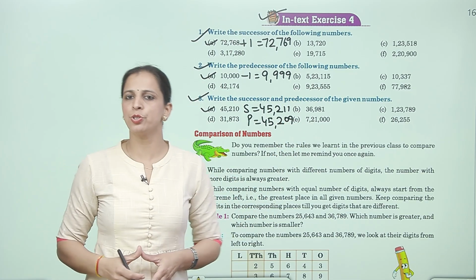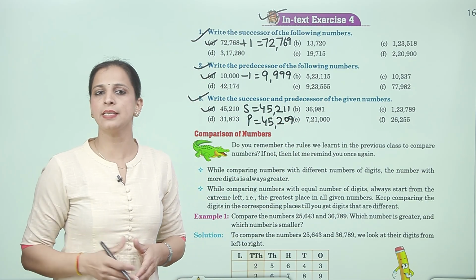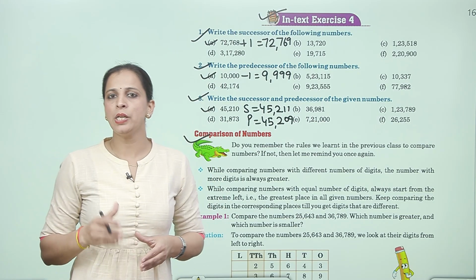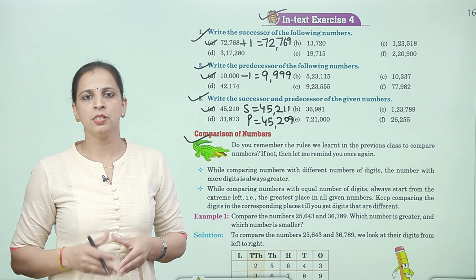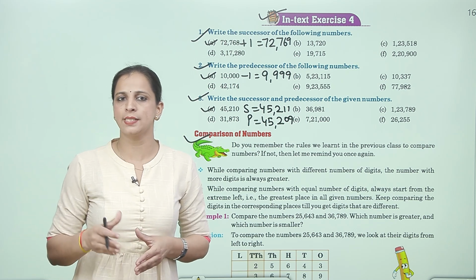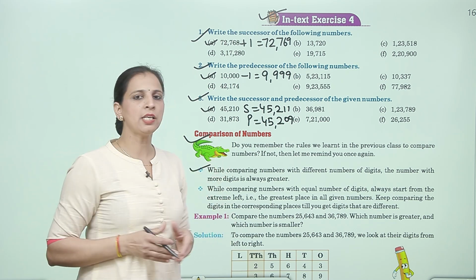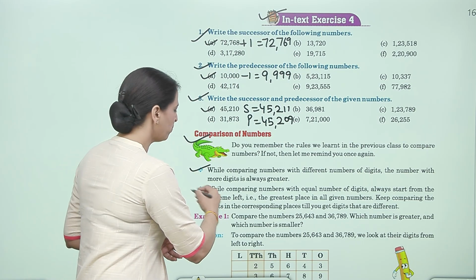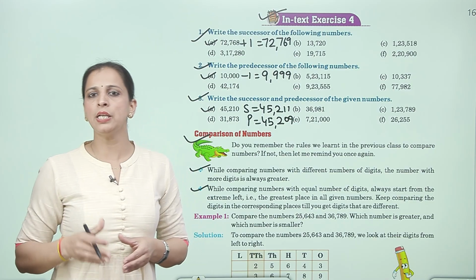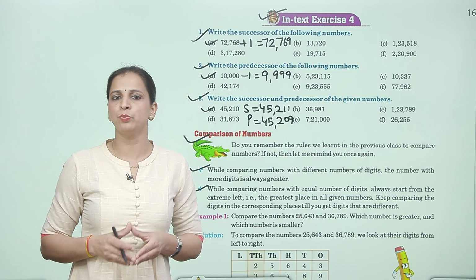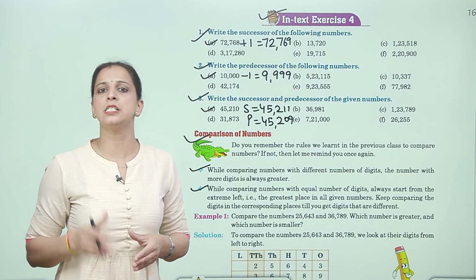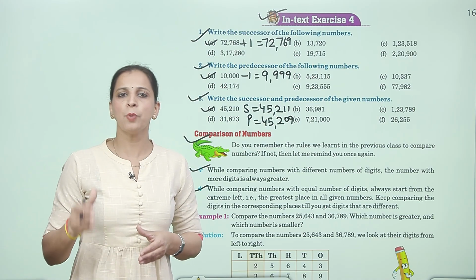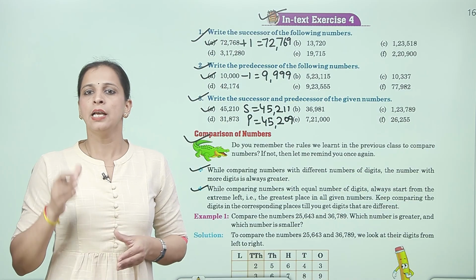Now next is comparison of numbers. Do you remember the rules we learned in the previous class to compare numbers? If not, then let me remind you once again. While comparing numbers with different number of digits, the number with more digits is always greater. Next, while comparing numbers with equal number of digits, always start from the extreme left, that is the greatest place in all given numbers. Keep comparing the digits in the corresponding places till you get digits that are different.